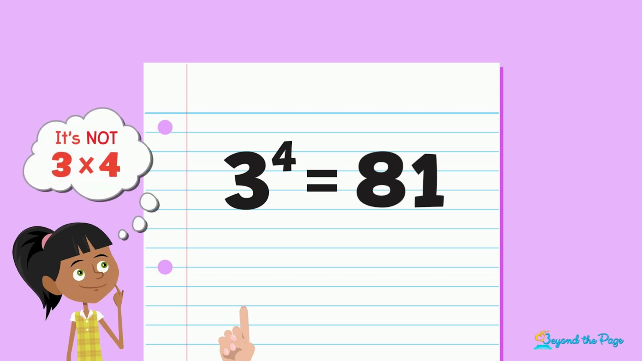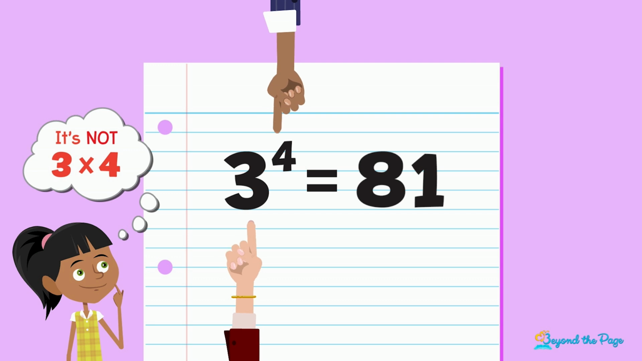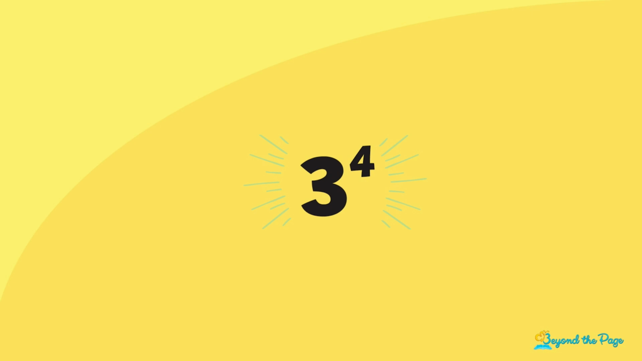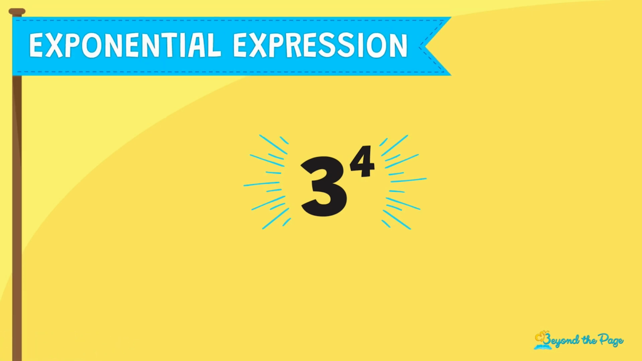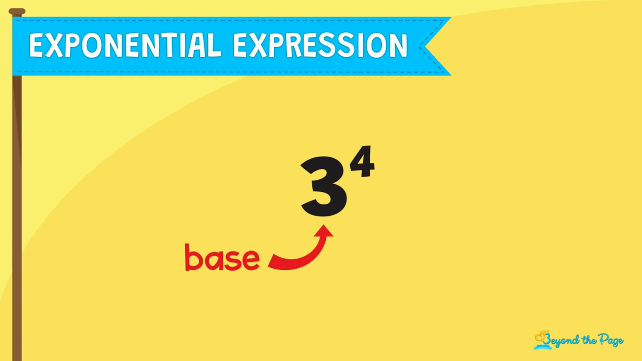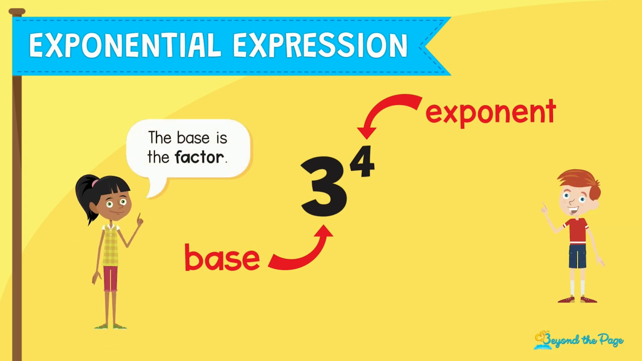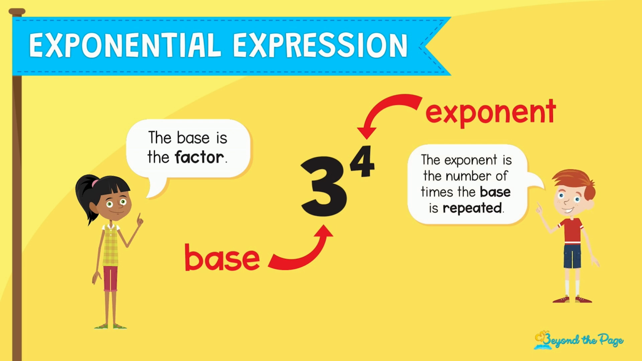You see two numbers just like in the first expression, but these numbers have different roles. The expression 3 to the 4th power is called an exponential expression. In an exponential expression, there is a base and an exponent. The base of an exponential expression is the factor, and the exponent tells us how many times we're going to use the base as a factor. In other words, how many times the base factor is repeated.